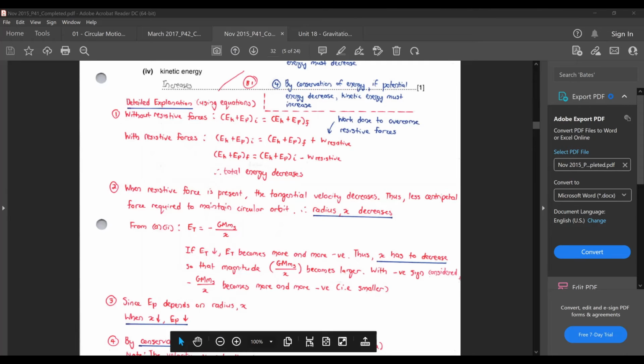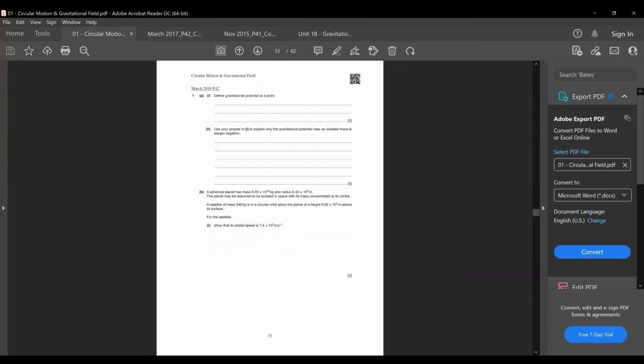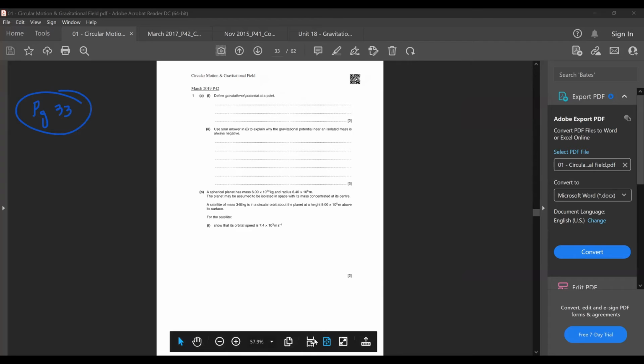Then we go to another question. We were doing page 5. We did page 18 already. Then the next one would be page 33. This one I think should be okay. Not so much calculation based on something else. Just have a look at, say, page 33. March 19, P42. So let's go through that. March 19, P42, question 1.